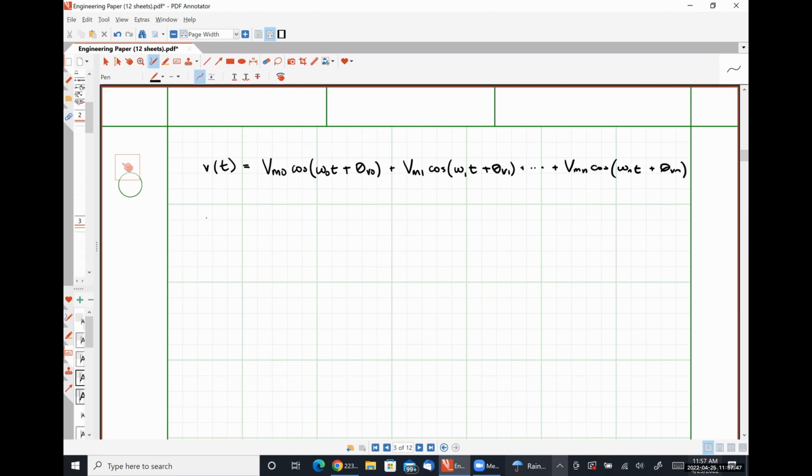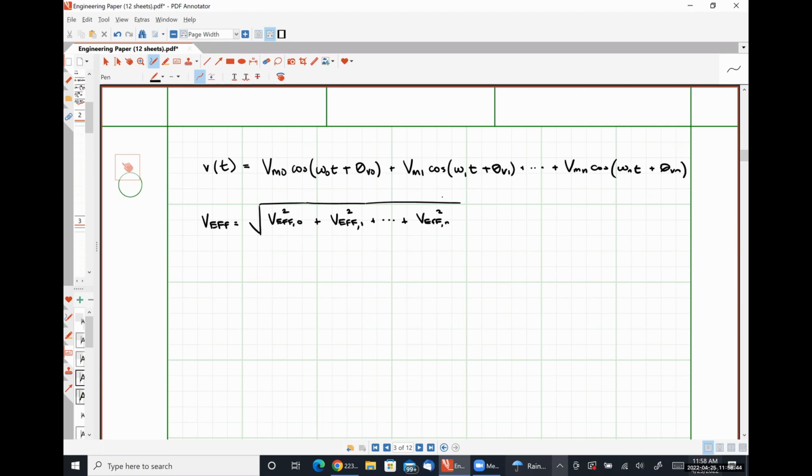The effective value of that waveform is simply going to be the square root of V effective at omega naught squared plus V effective for omega 1 squared, all the way out to V effective for omega n squared. So it's the square root of the sum of the squares of the effective values.